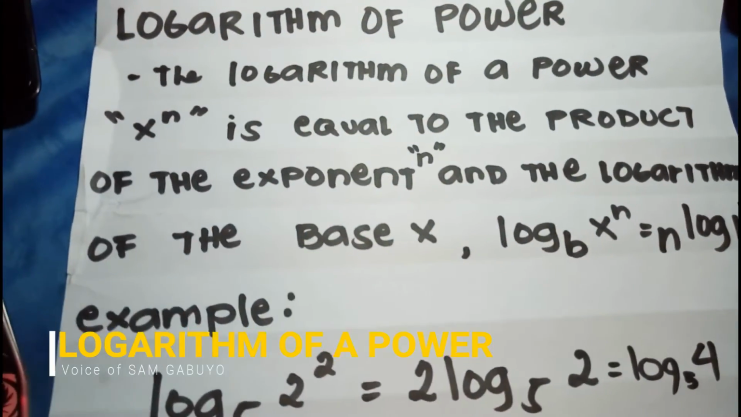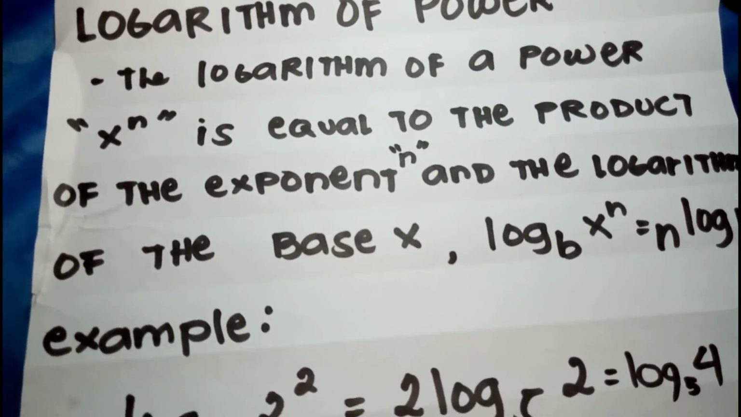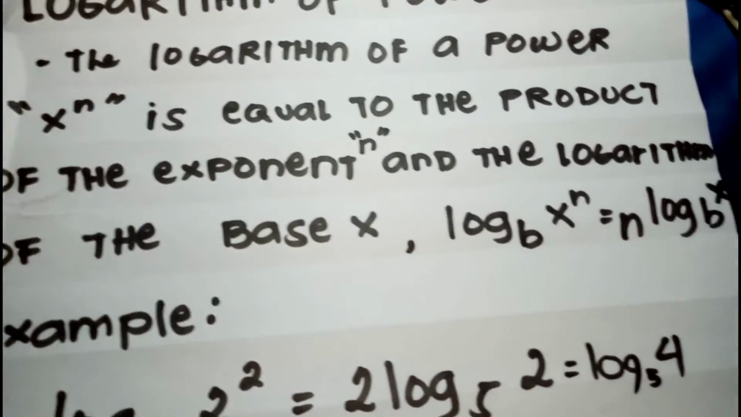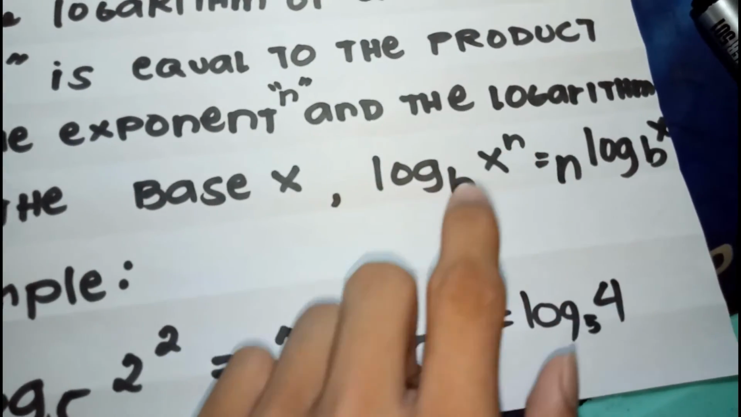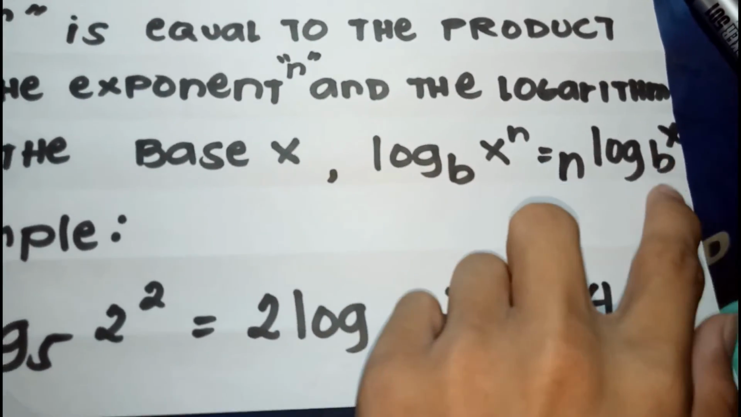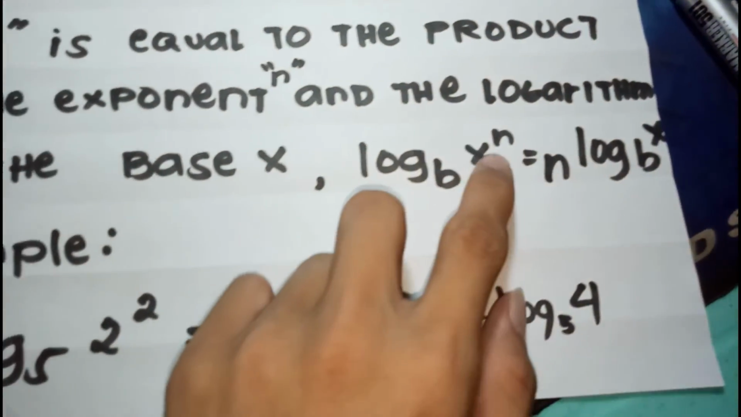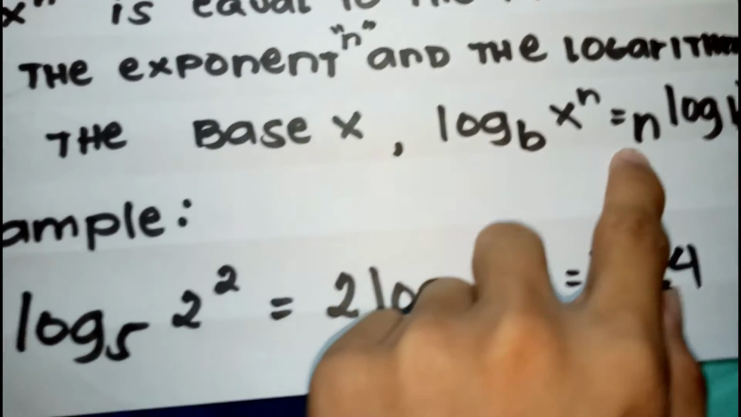The logarithm of a power x raised to n is equal to the product of the exponent n and the logarithm of the base x. In here, logarithm of x raised to n to the base b is equal to n logarithm of x to the base b. As we can see, the exponent n here could also be represented as a whole number.